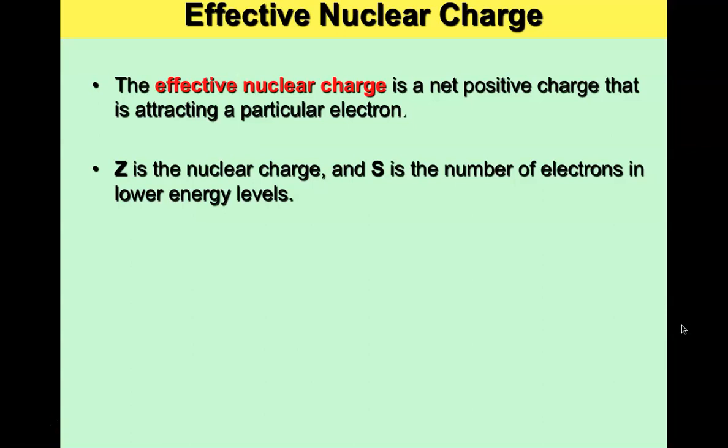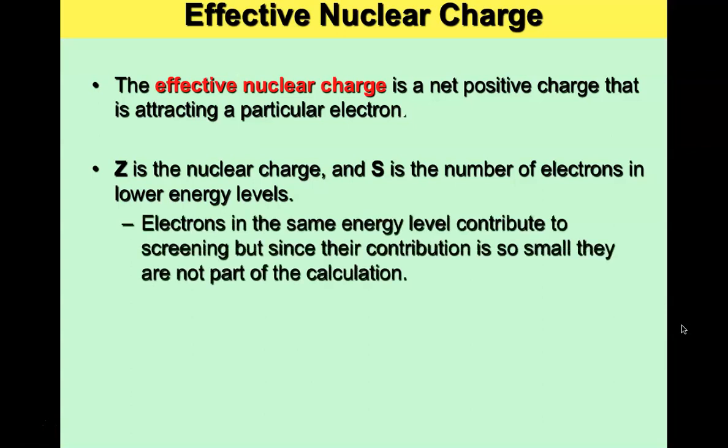Z is the nuclear charge, also known as the number of protons, and S is the number of electrons in the lower energy levels. So another way of looking at S, it's equal to the number of electrons in the noble gas plus any D's, if necessary, that come prior to the element you are focusing on. So again, S is the number of noble gas electrons plus any D electrons prior to the element you are focusing on.